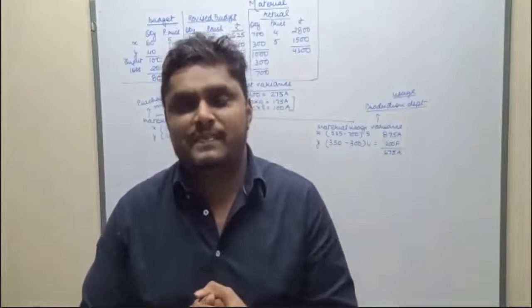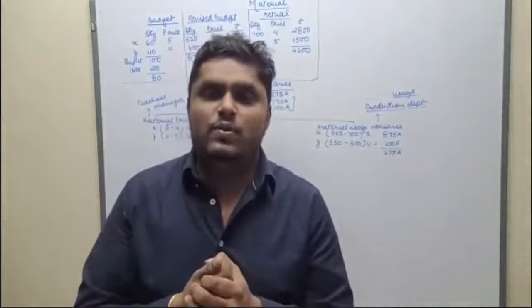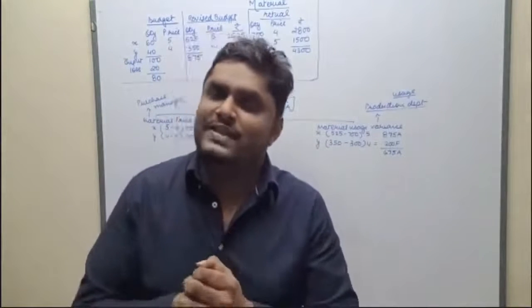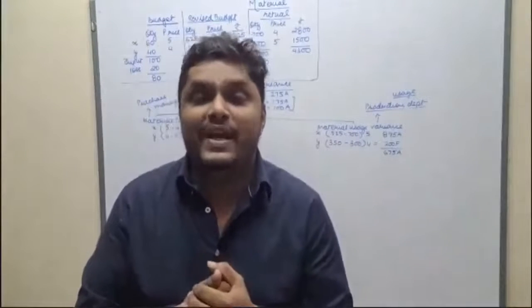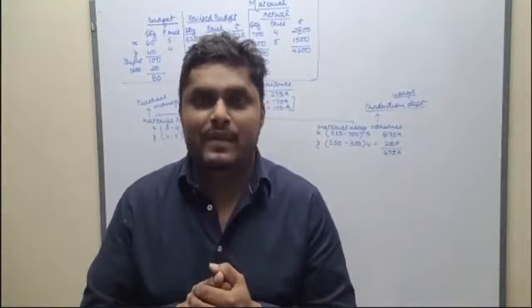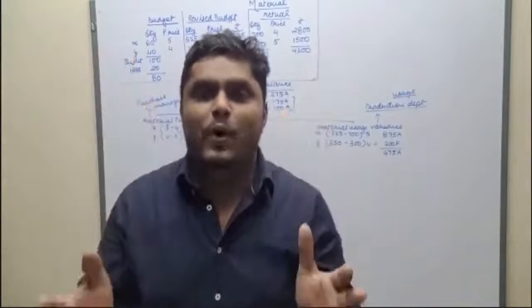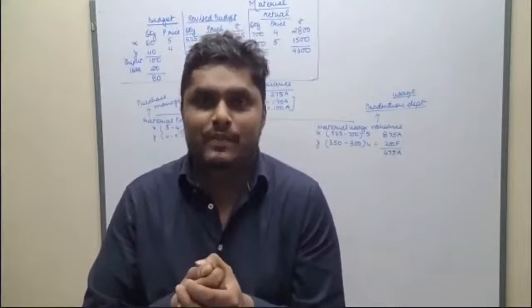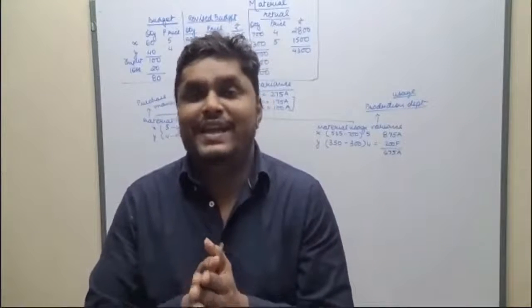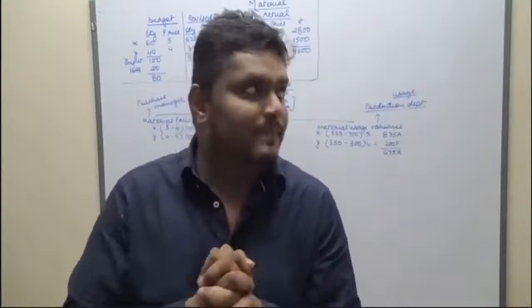In the last session, we started with standard costing, wherein we discussed what standard costing is. It is a part of management accounting and it assists management in decision making. It provides a detailed report on what is going wrong in the system so that management can take corrective actions accordingly.